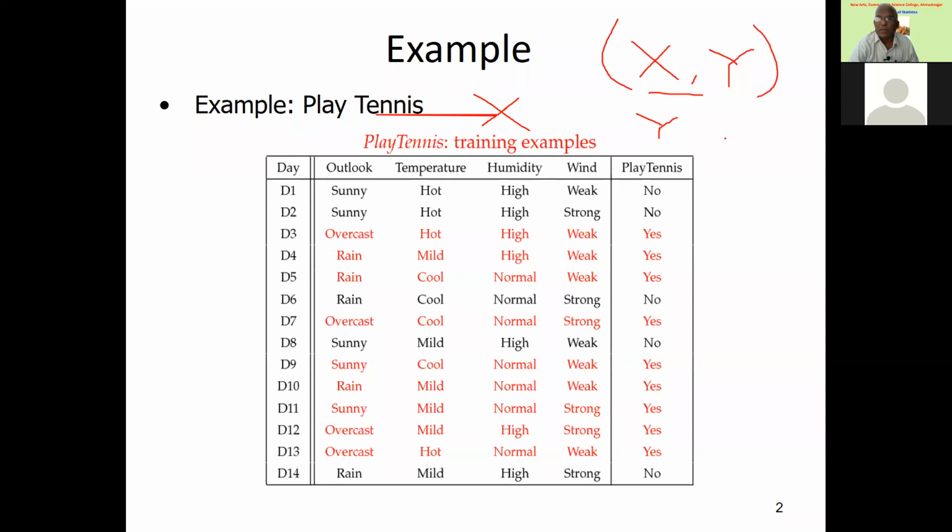How is this X? X is four-dimensional. What is Y? Y will take value either plus 1 or minus 1. Y depends upon X, because X is free. Humidity is not in our hand. Temperature is not in our hand. Wind is not in our hand. Outlook is not in our hand.